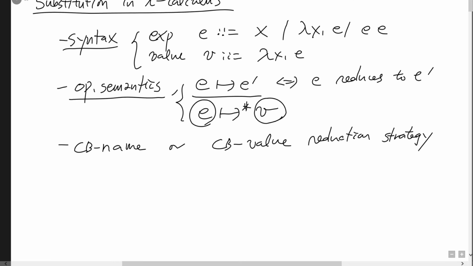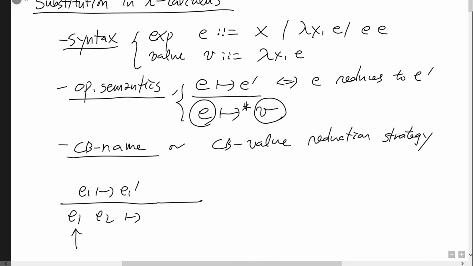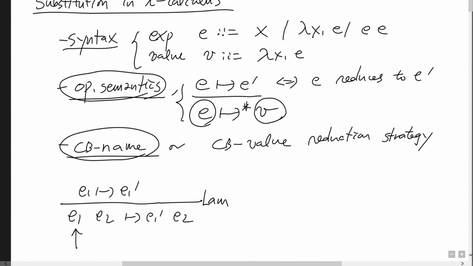So in the case of a call by name reduction strategy, we have two reduction rules. First, if you have expression E1 applied to E2, you first try to reduce the first expression. So expression E1 reduces to E1 prime, and you reduce the whole expression into E1 prime applied to E2. So this is the first reduction rule in this operational semantics under call by name reduction strategy.